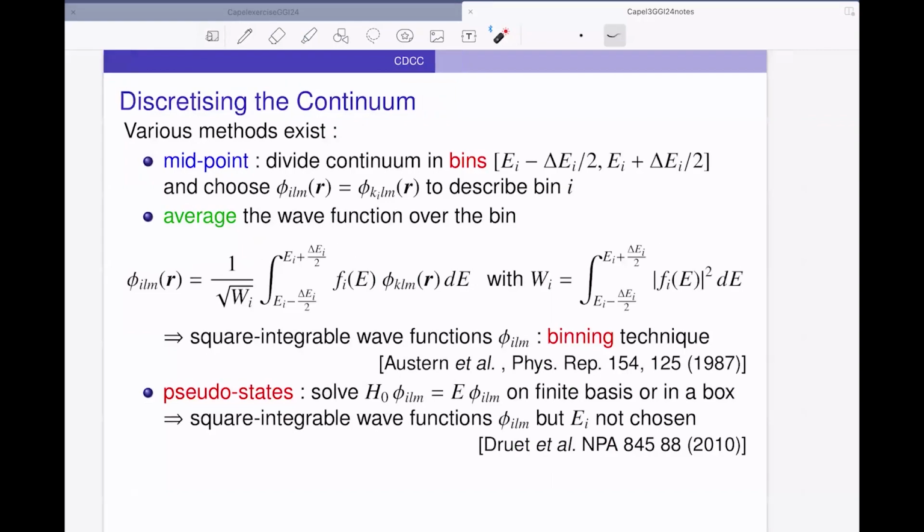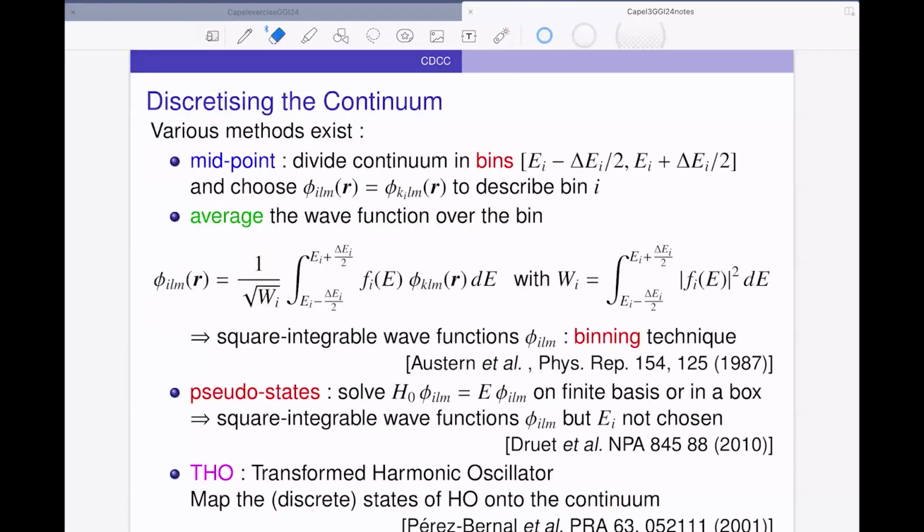And then a fourth way is something that was developed at Sevilla. So it's the THO, transformed harmonic oscillator basis. The idea is you map. So when you take a harmonic oscillator, it's basically a box. So you have discrete states. So you have all these states, and the idea is you get a mapping from these wave functions to the wave functions that you want to describe.